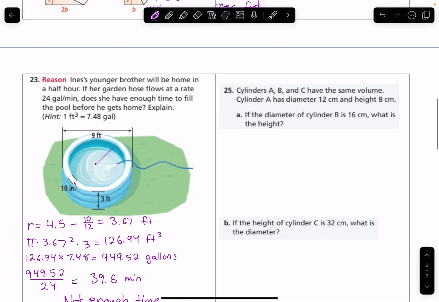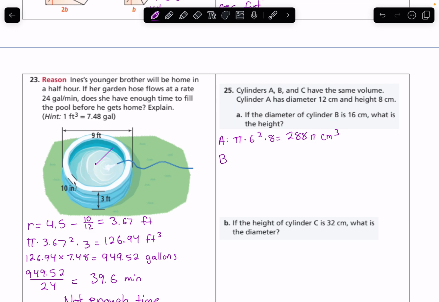All right, keep going. 25: cylinders A, B, and C have the same volume. Cylinder A has diameter 12 centimeters and height 8 centimeters. If the diameter of cylinder B is 16 centimeters, what is the height? Well, let's find the volume of cylinder A because A and B have the same volume. So cylinder A is going to be pi times the radius of 6 squared times the height of 8. So that is 288 pi centimeters cubed.